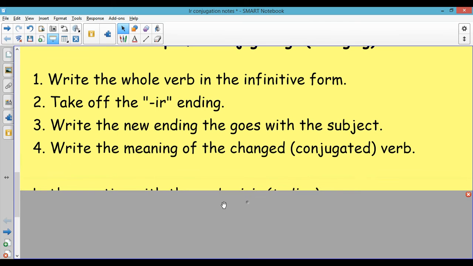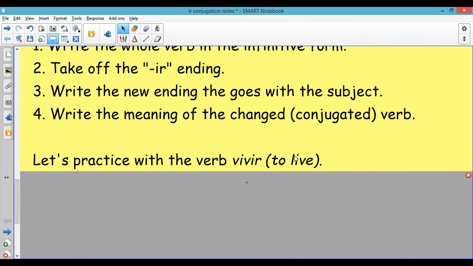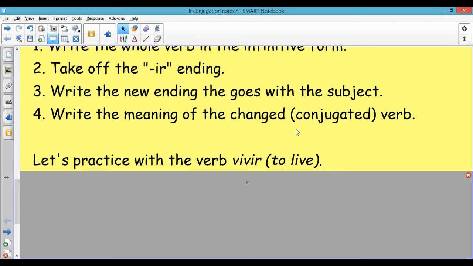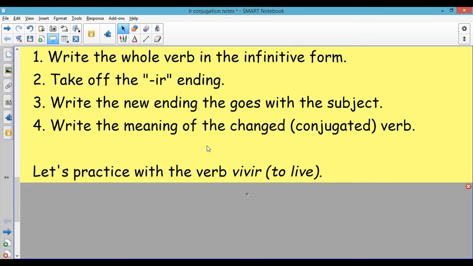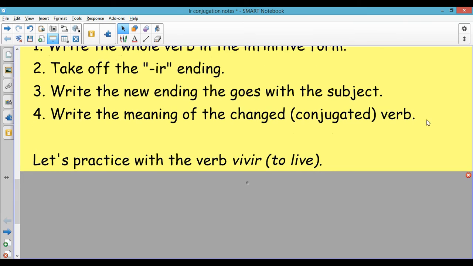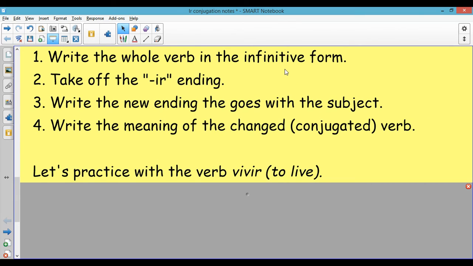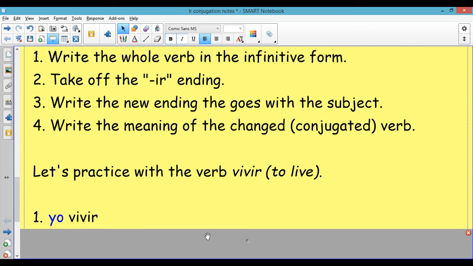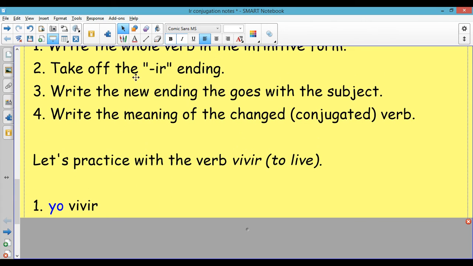I'm going to show you how to conjugate the verb vivir in the yo form. Here it is in the infinitive. It still has the IR on the end. So the first thing I'm going to do is write my infinitive and the subject that I want with it. So I want to say I live. So I'm going to start with yo vivir. Then I'm going to take off the IR ending and be left with my stem.